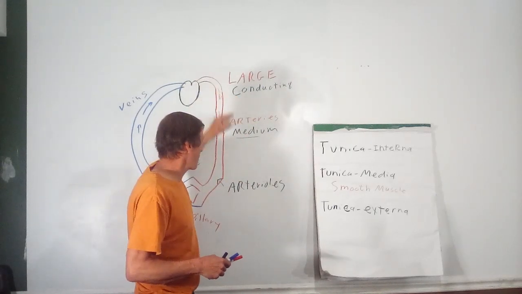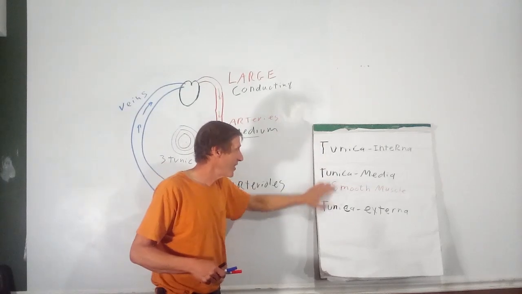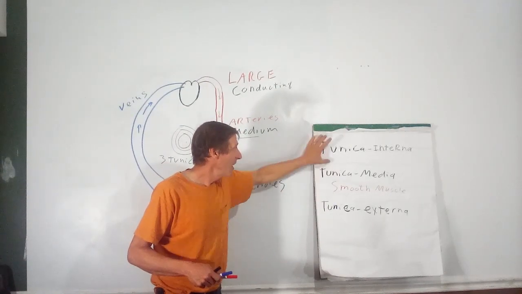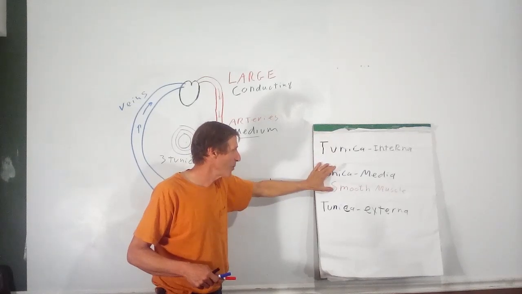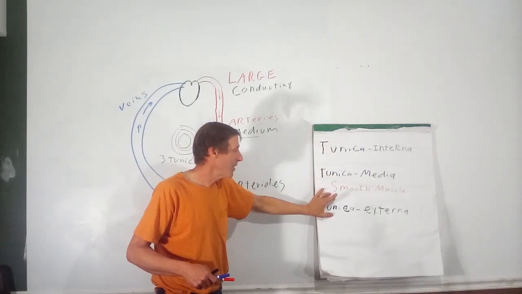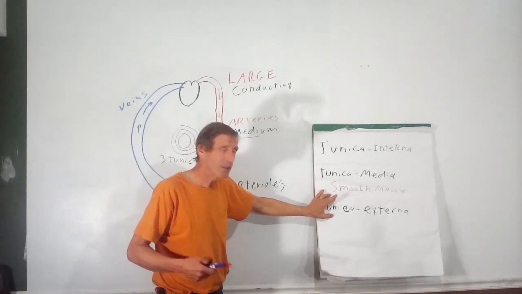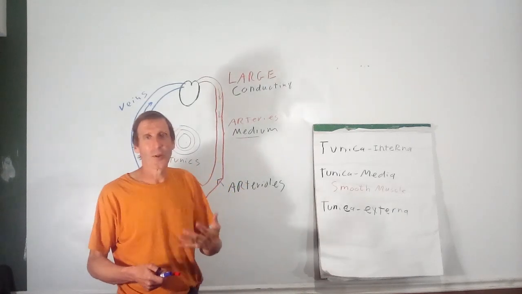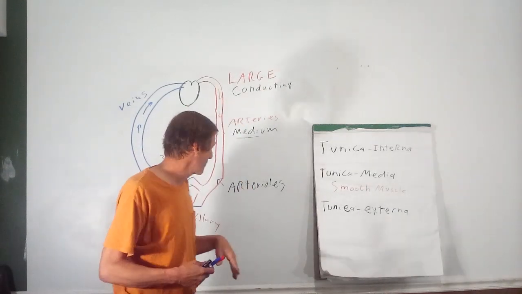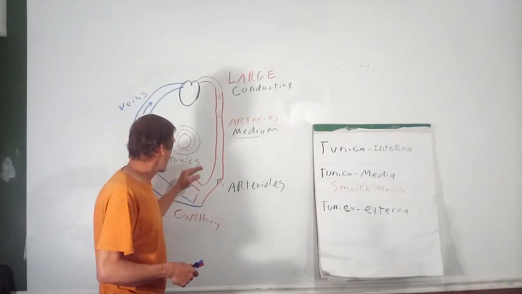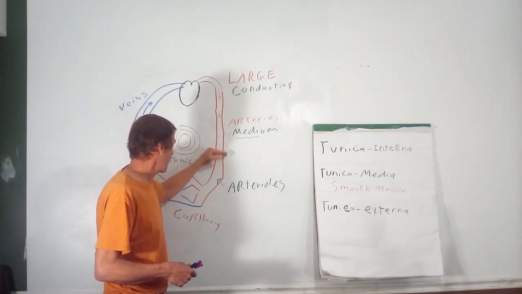And as you go from the large to the small ones, you'll see changes in these three tunics, particularly the tunica media. It goes from a lot more elastic tissue in the bigger arteries and less smooth muscle, to a lot of smooth muscle in the tunica media, and then still some smooth muscle in the tunica externa, with less elastic tissue. Elastic tissue is more important upstream in the bigger arteries. So those are the three tunics. Those are the three size classes of arteries.